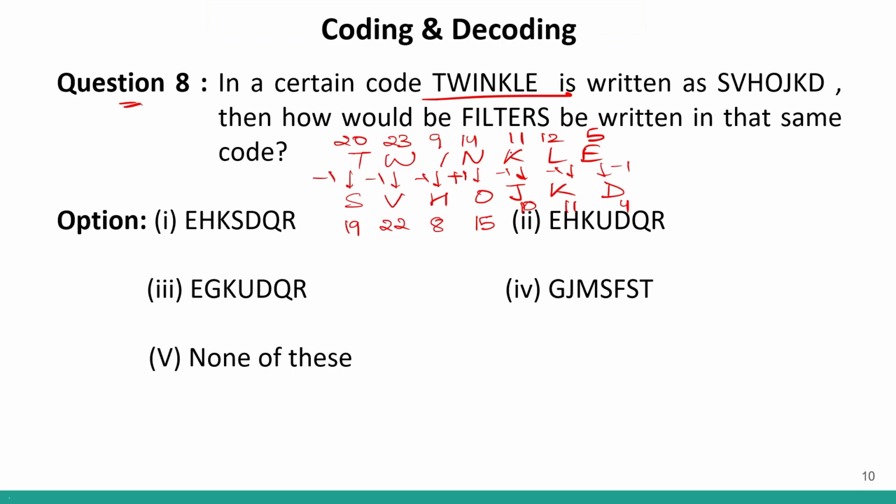So I can see the first, second, third letters is -1. Then the last 3 letters are also -1. Only this one, which is the middle letter, is +1. So the first 3 is -1, last 3 is -1, only the middle one is +1. So let us do the same thing for filters. Okay?